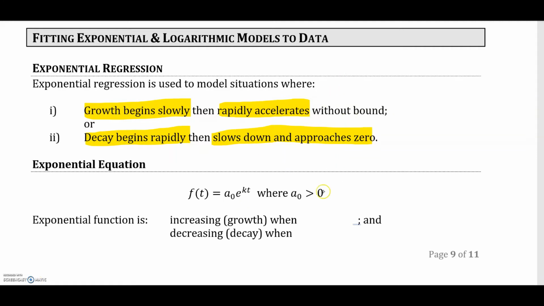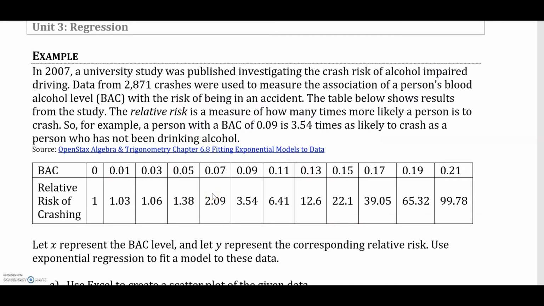So here we have a requirement that a naught must be greater than 0. And remember, a naught is your initial value, so the value of your function when t is equal to 0. And the exponential function is increasing, so it's experiencing growth, when k is greater than 0, and it's decreasing or decaying when k is less than 0. Now let's look at an example that requires exponential regression.